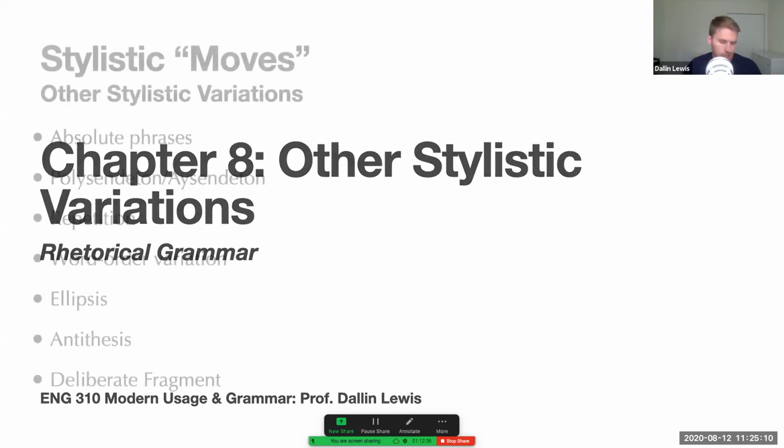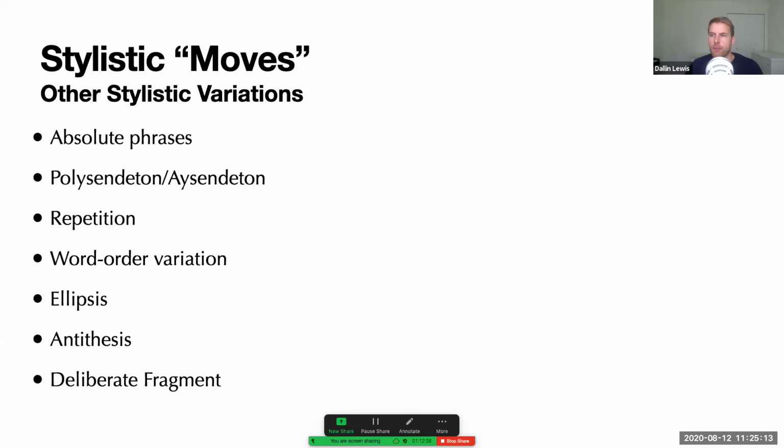First off, which ones are we talking about? We're talking about the stylistic moves that they brought up: absolute phrases, polysyndeton, asyndeton, repetition, word order variation, ellipsis, antithesis, and then the deliberate fragment.